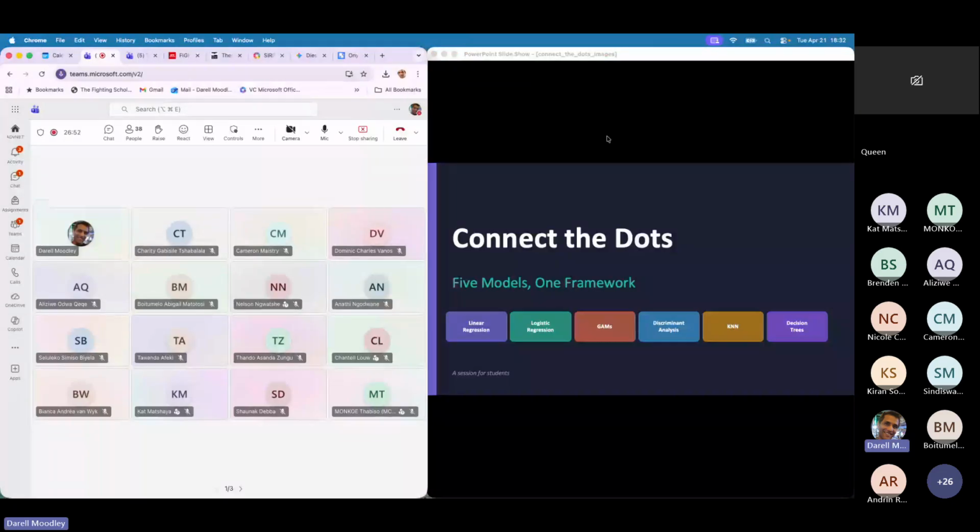All right, so connect the dots. So far you've covered these models: linear regression, logistic regression, GAMs, discriminant analysis, KNN, which is k-nearest neighbors, and decision trees. So far, all of them are supervised learning models. Linear discriminant analysis can be used for both, but just note we'll focus more on the context of it being used as a supervised learning algorithm.